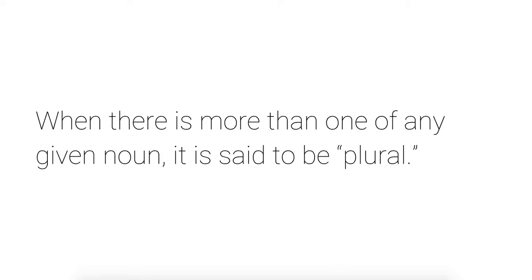When there is more than any one given noun, it is said to be plural. Here's an example. The boys are hungry. So in the sentence, the boys are the noun. And because there is more than one boy, the noun is plural. So boy is the standard noun, and then we make it plural by adding that S to the end. So when we say the boys are hungry, suddenly there's more than one boy that we're talking about.